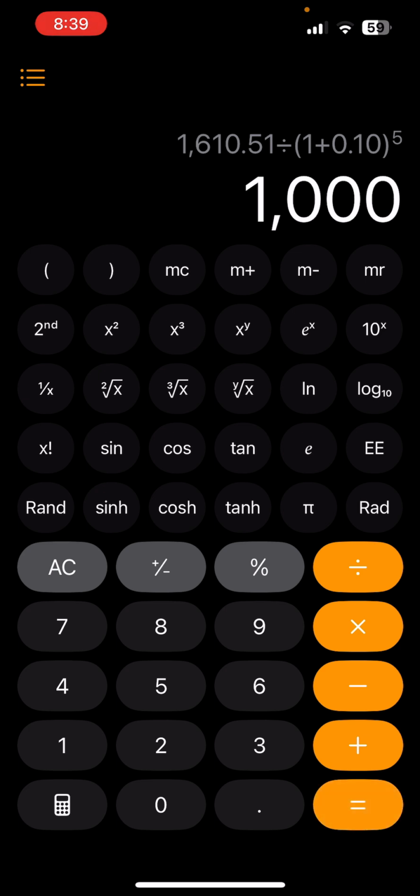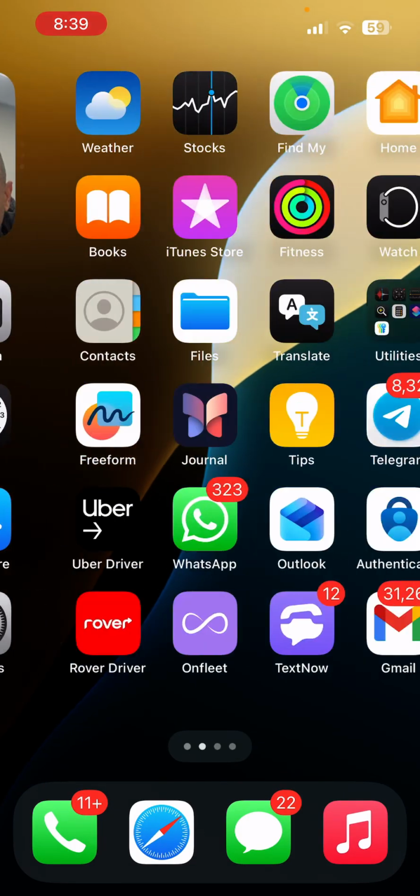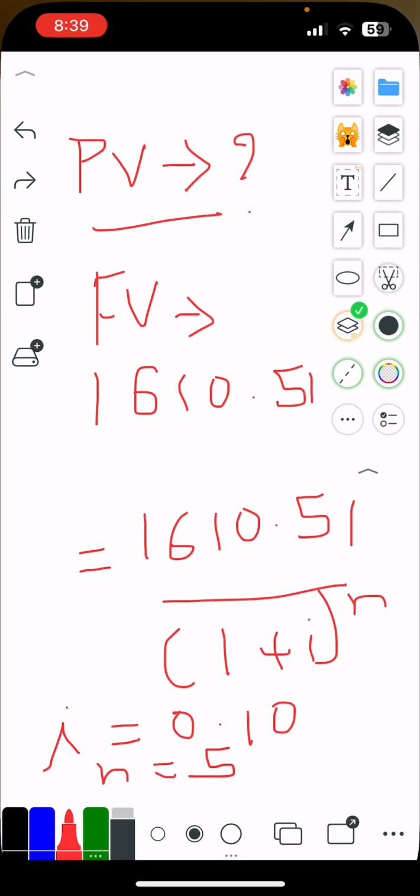So this is how much you would need to deposit for you to get $1,610.51. So this was our present value when we tried to find the future value of $1,610.51. And this is what we arrived at once we had the future value and we wanted to find the present value using the same interest rate and the same term, number of years. So basically what you're doing over here is rearranging the equation.